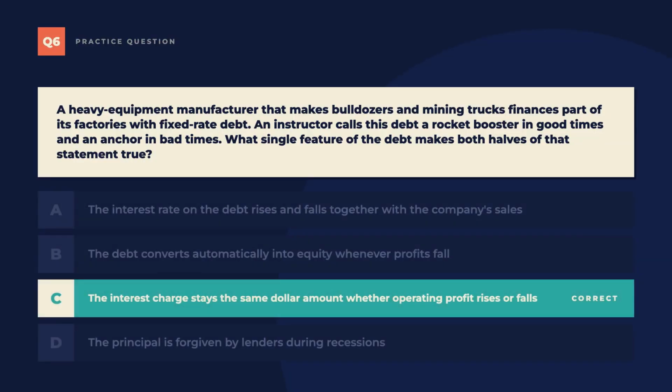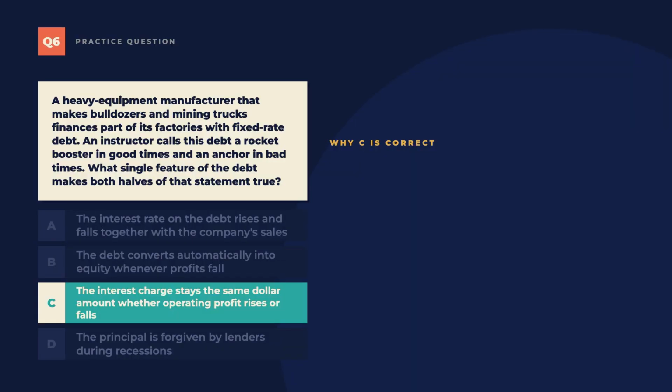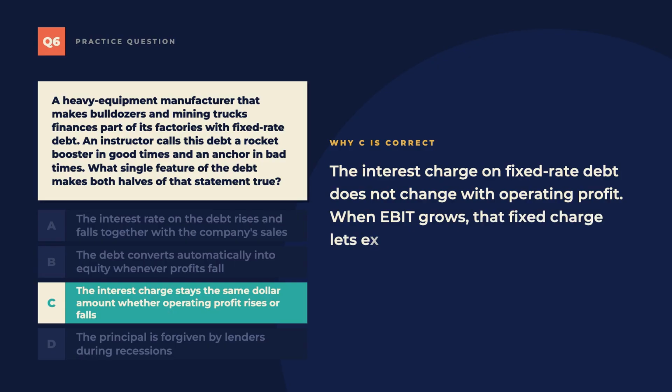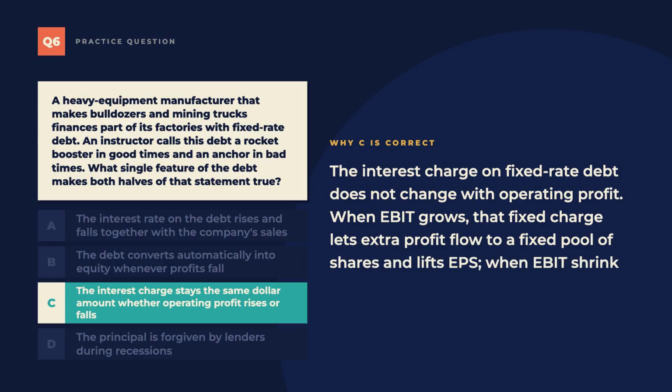The correct answer is C. The interest charge stays the same dollar amount whether operating profit rises or falls. C is correct because the interest charge on fixed rate debt does not change with operating profit. When EBIT grows, that fixed charge lets extra profit flow to a fixed pool of shares and lifts EPS. When EBIT shrinks, the same unchanged charge consumes a much larger slice of a smaller profit pool. One fixed charge produces both effects.